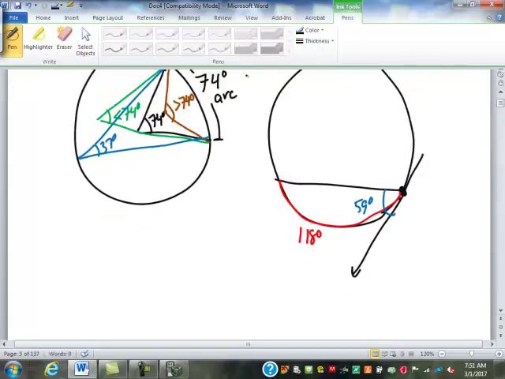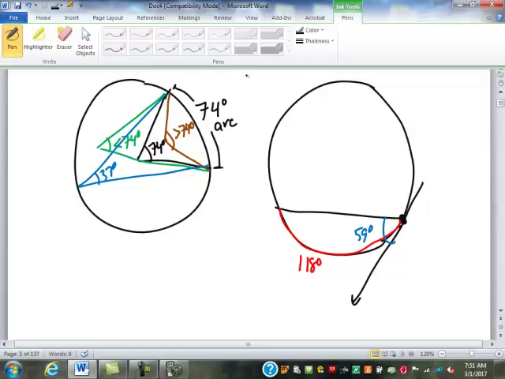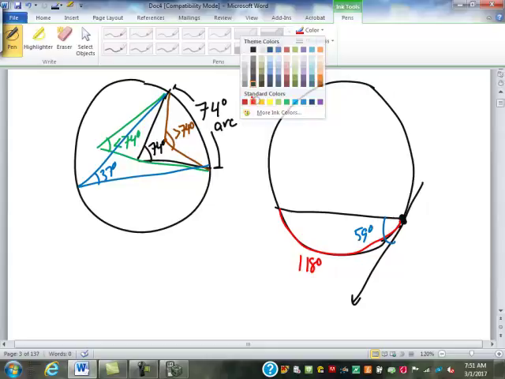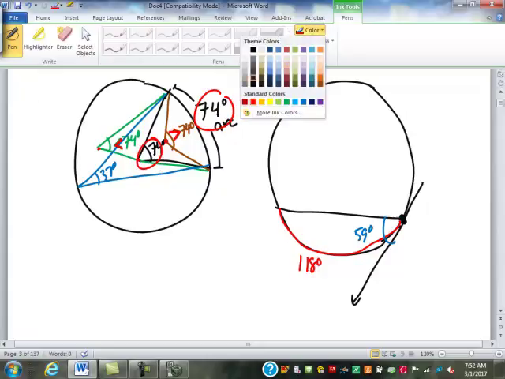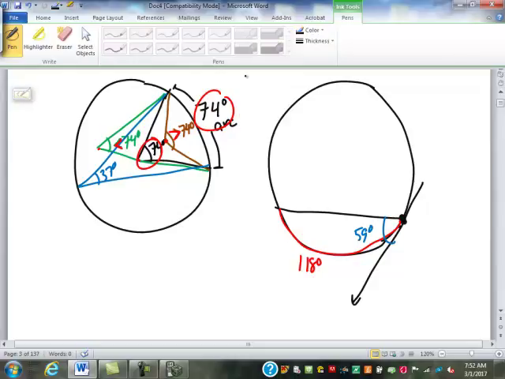Why is that angle less than 74 degrees? This is 74, and the arc will be 74. No, the green line. The green one is less than 74. Since that vertex is further from the arc than the center of the circle, it has to be less. This one's closer to the arc than the center of the circle, so that one has to be greater than 74. At this point, that's all we can say about those angles.